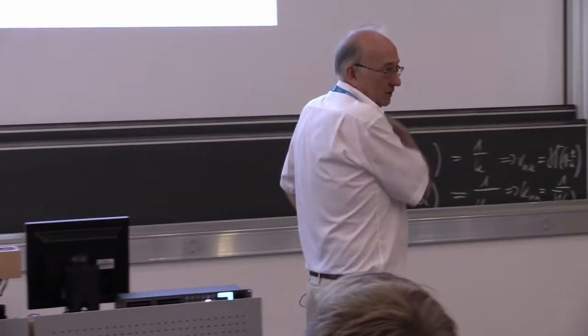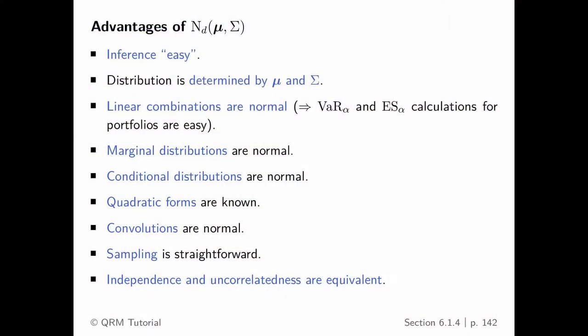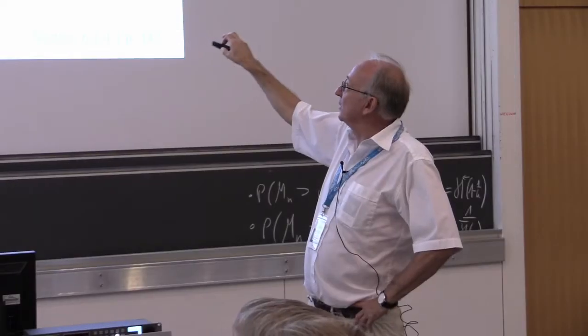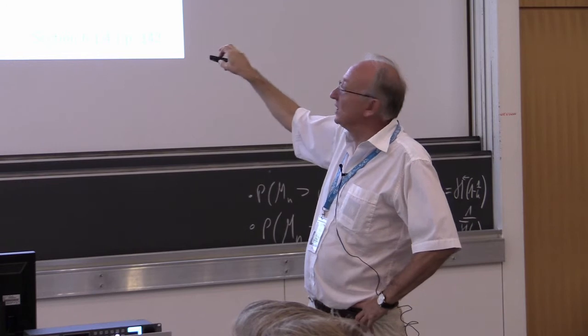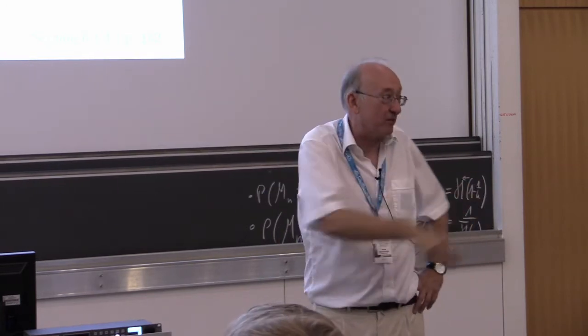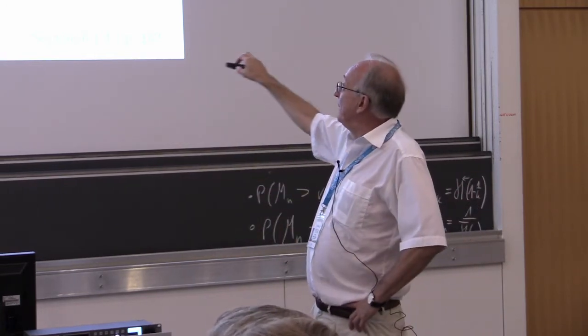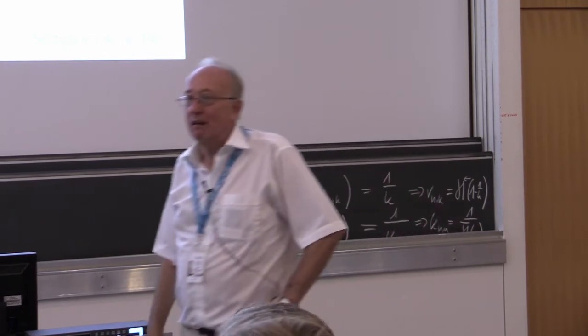I want to have linear combinations. Portfolios should have easy distributions. The Gaussian has it. This is a famous theorem. For a linear combination, I know the marginal distributions; it's normal here. I know the conditional distributions; it's normal here. Quadratic forms are known. Convolutions are normal. Sampling is straightforward, by definition. And independence and uncorrelatedness are equivalent.